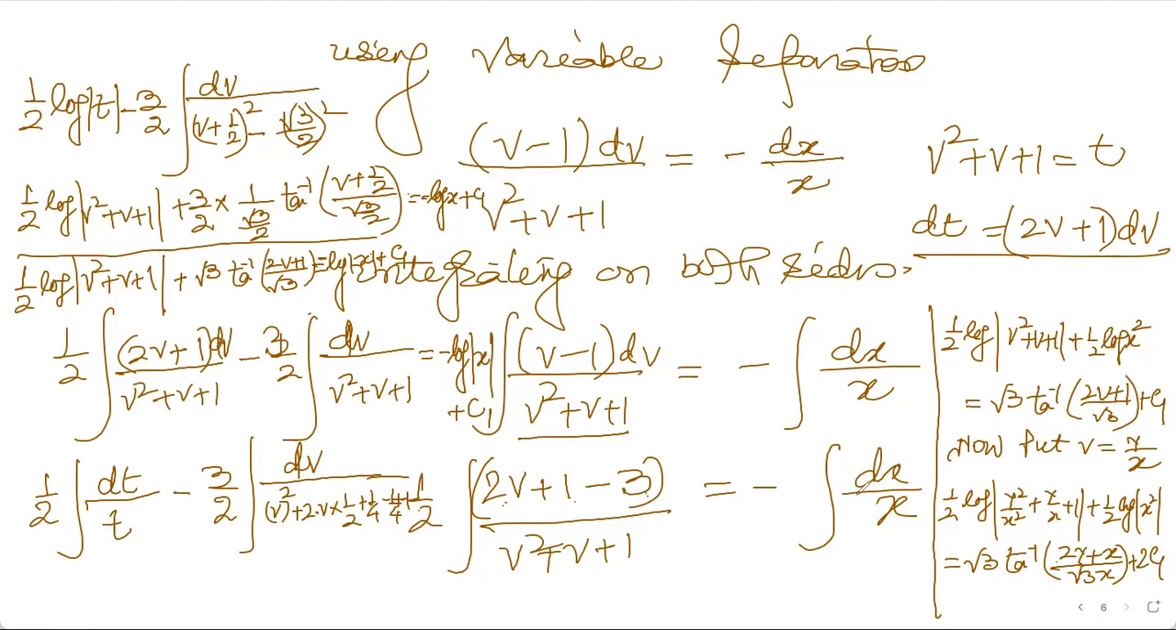So on taking LCM, the final answer can be written like this: log y square plus xy plus x square, and this is half here, that is crossed over to that side, as I told you in the previous step, is equal to twice of root 3 tan inverse 2y plus x upon root 3 x plus 2c1, which is c only. So this gives the final answer.